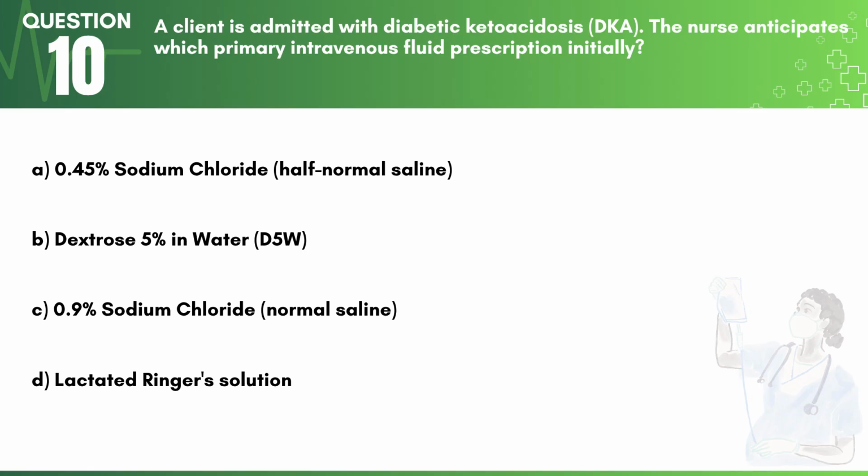Question 10. A client is admitted with diabetic ketoacidosis, DKA. The nurse anticipates which primary intravenous fluid prescription initially? A. 0.45% sodium chloride, half normal saline. B. Dextrose 5% in water, D5W. C. 0.9% sodium chloride, normal saline. D. Lactated Ringer's solution.